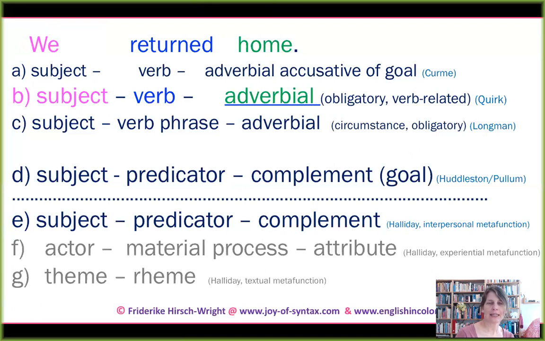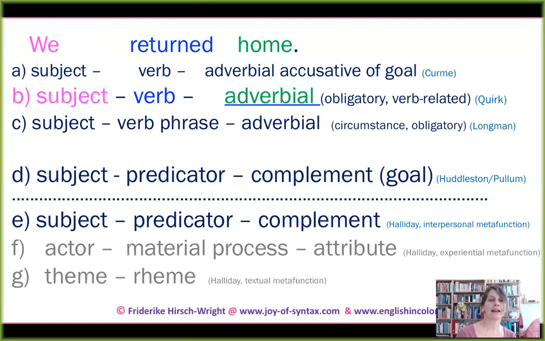points out that home is actually an old noun. And for those of you who know German, we would say, ich ging nach Hause. Nach Hause is actually a prepositional phrase consisting of the preposition nach and a noun. And home in this case was just a noun in the accusative, and it had adverbial meaning. And so he would have called this an adverbial accusative of goal.